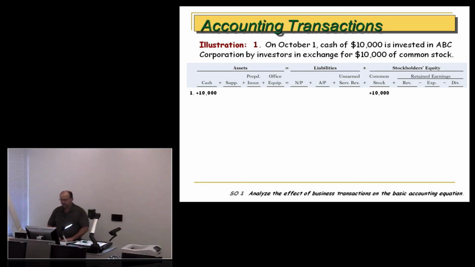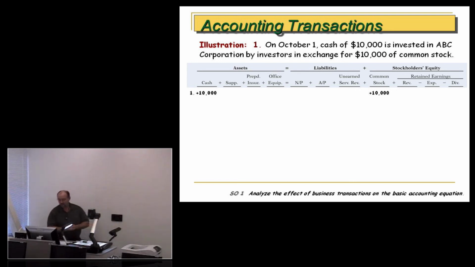Okay. On October 1st, cash of $10,000 is invested in ABC Corporation by investors in exchange for $10,000 of common stock. Now, we can record a journal entry, and again, later on in this lecture, we will record journal entries, but right now, what I want you to think about is every transaction involves at least two accounts, and it's going to be a combination of assets, liabilities, or stockholders' equity. And remember, within stockholders' equity, it could be common stock or retained earnings. And within retained earnings, we have revenues, expenses, and dividends.